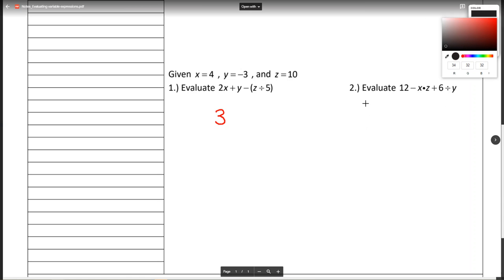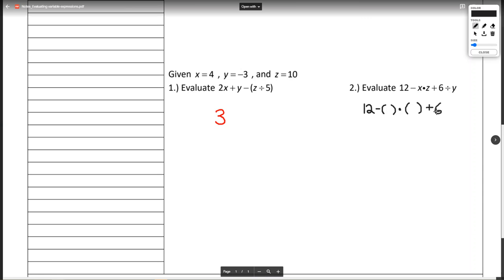And let's go ahead and show our substitution, but then we will do it in Desmos. So evaluate 12 minus, I need a parentheses for the x, and then there's a dot, parentheses for that z we're going to fill in, plus 6 divided by, and then you guessed it, another parenthesis for y. So x is 4, and then we had a z. What's z equal to? They would like z to be equal to 10. And then what is y equal to? Negative 3. Okay. Excellent.